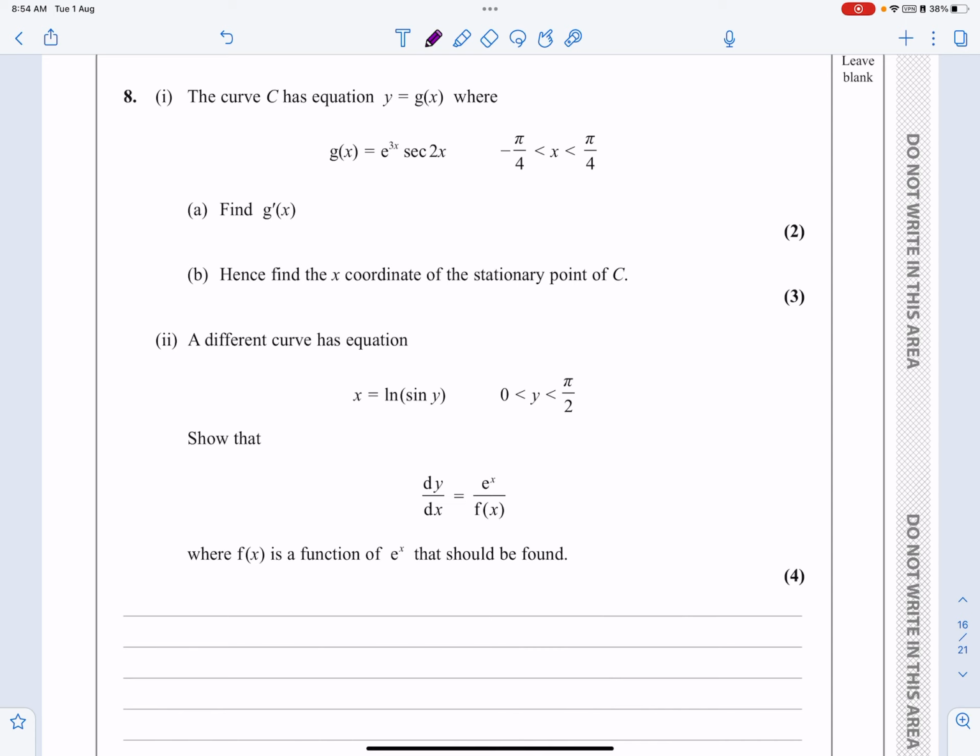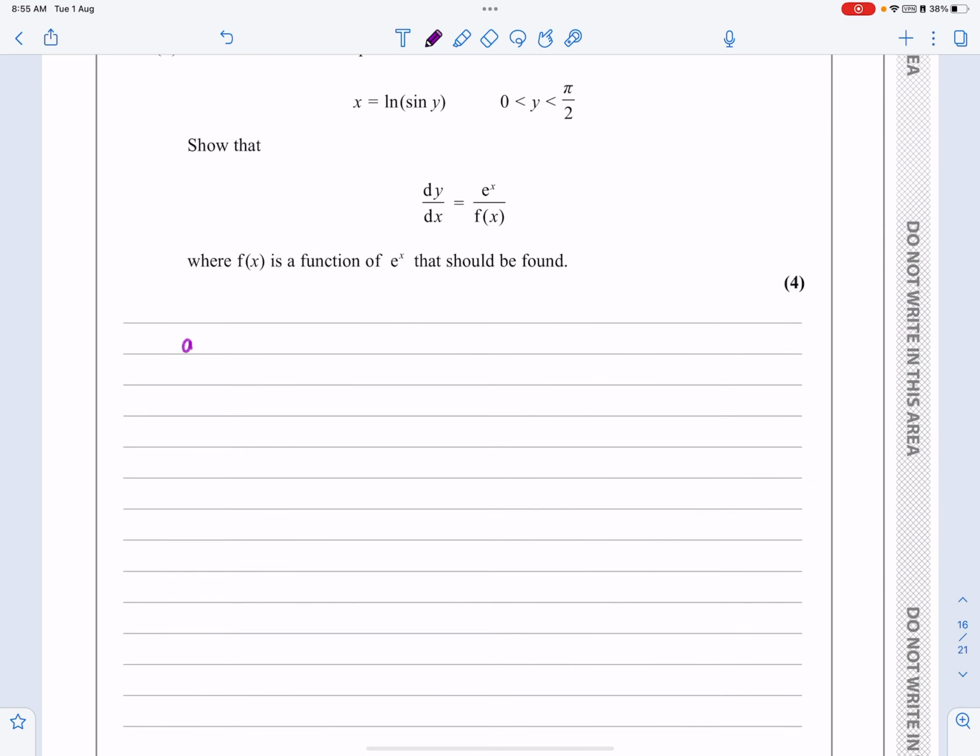It says the curve C has the equation y equals g(x), where g(x) is equal to this product that we've got here, e to the 3x sec 2x, all between minus pi over 4 and pi over 4. Can we find g dash x? Yep, we can. We just need to explain what we're doing. So if g(x) is equal to e to the 3x sec 2x, then I'm going to call u is e to the 3x, and I'm going to call v is sec 2x.